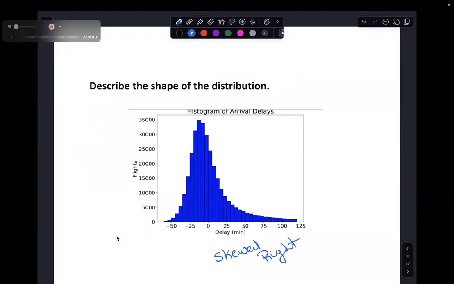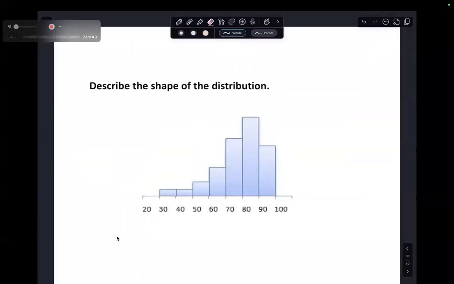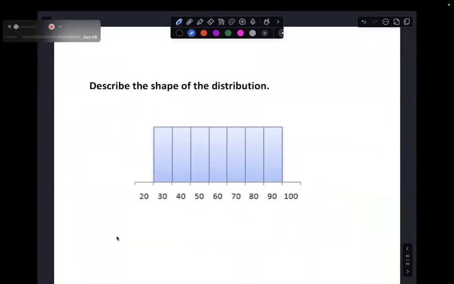Skewed right. Good job. The tail is on the right, therefore it's skewed right. Okay, here we go. This is boring, but it's pretty good. It's a good representation. Skewed left. Yes. We are skewed left because we have our tail over here on the left. Good job. I bet even before I get there, you could figure out the next one.